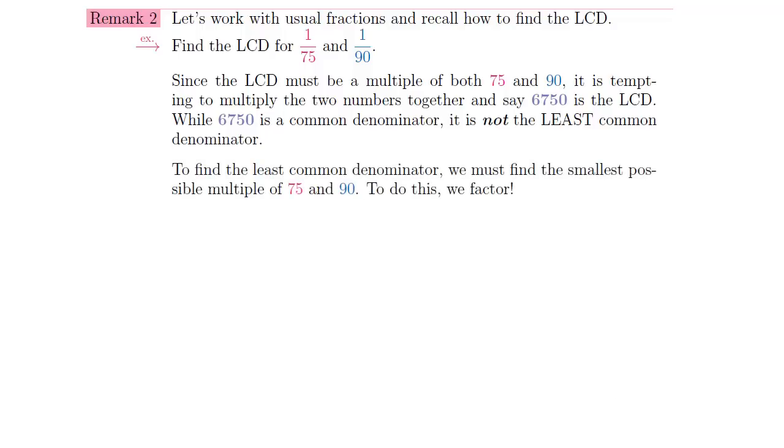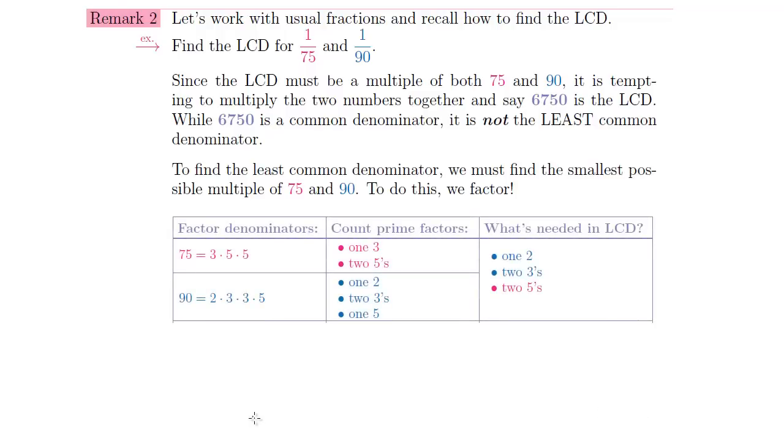To find the least common denominator, we must find the smallest possible multiple of 75 and 90. The easiest way to achieve this is to factor. So let's factor each denominator into prime factors. You may want to use a factor tree or however you like to do it, but you start by taking 75 and you work your way down to notice that it's equal to the prime factorization 3 times 5 times 5. 90 is equivalent to the factorization 2 times 3 times 3 times 5. So that's the first step.